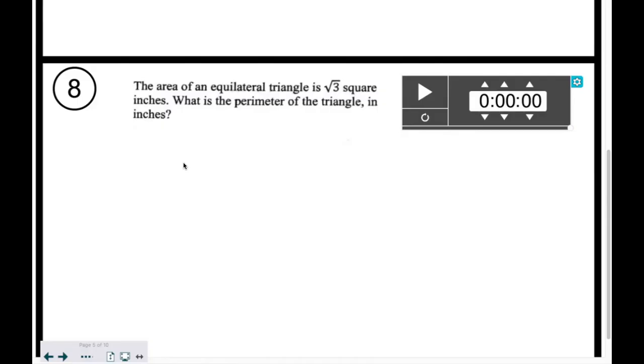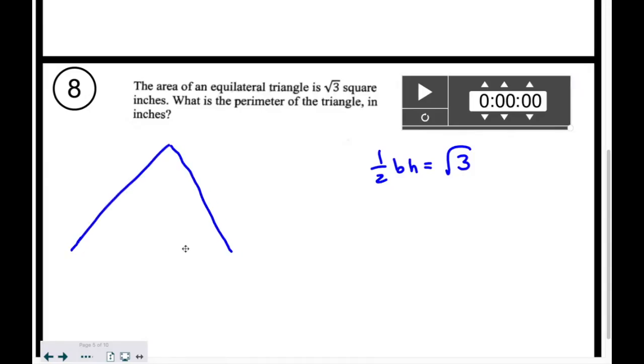I'll show you how a lot of times I see students get started with this. They're just like, the area of a triangle is 1/2 base times height, and then they set that equal to root 3, and then they kind of get stuck because the base and the height are both unknown. So it seems like there's not enough information. So what you want to do is, again, we've talked about this on two other problems.